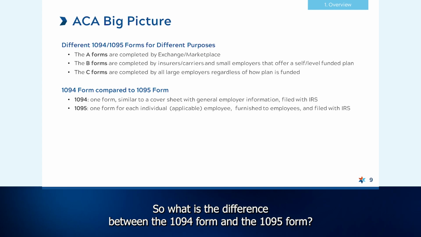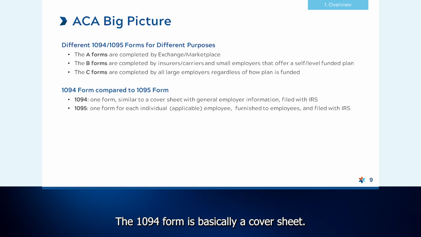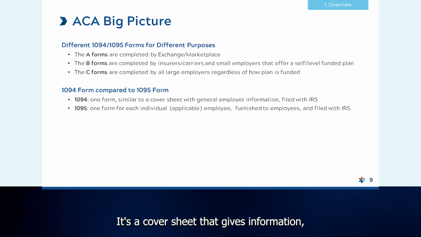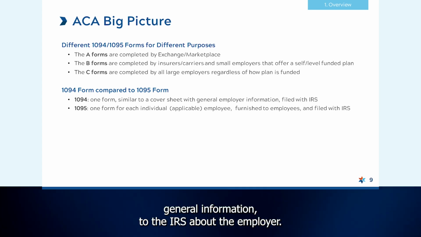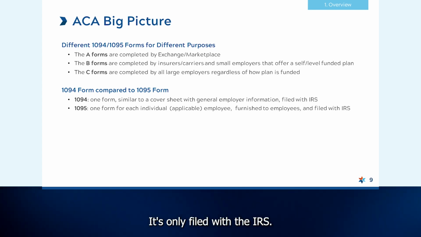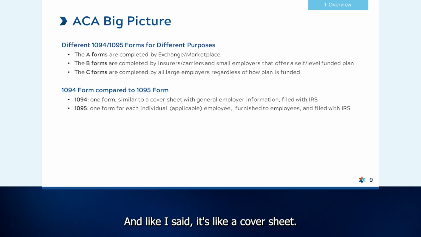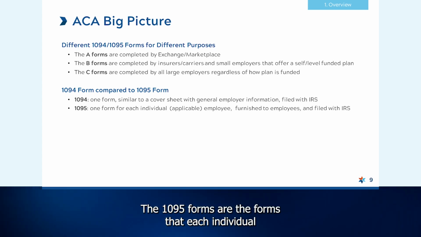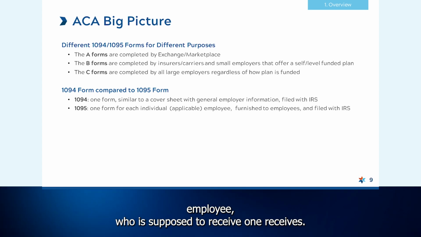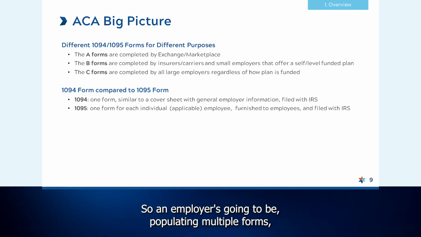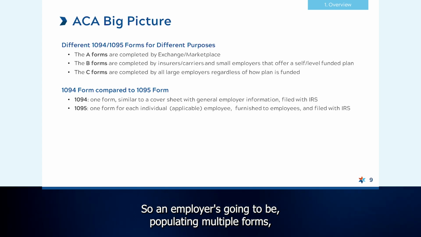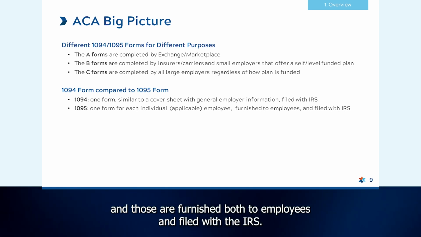So what is the difference between the 1094 form and the 1095 form? The 1094 form is basically a cover sheet. It's a cover sheet that gives general information to the IRS about the employer. It's only filed with the IRS. And like I said, it's like a cover sheet. The 1095 forms are the forms that each individual employee who is supposed to receive one receives. So an employer is going to be populating multiple 1095 forms, and those are furnished both to employees and filed with the IRS.